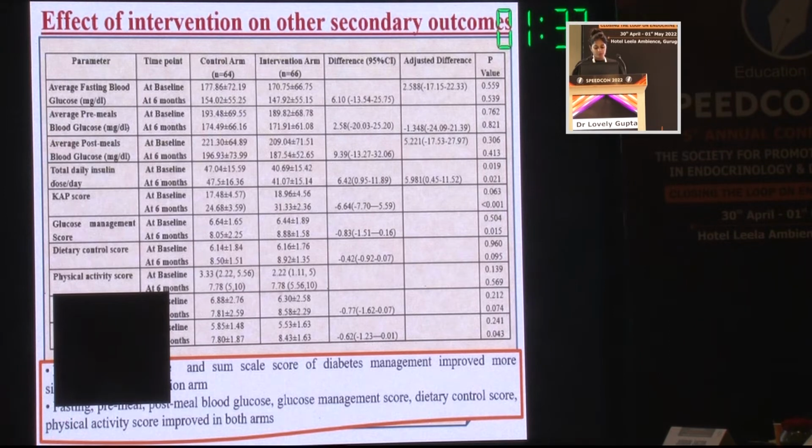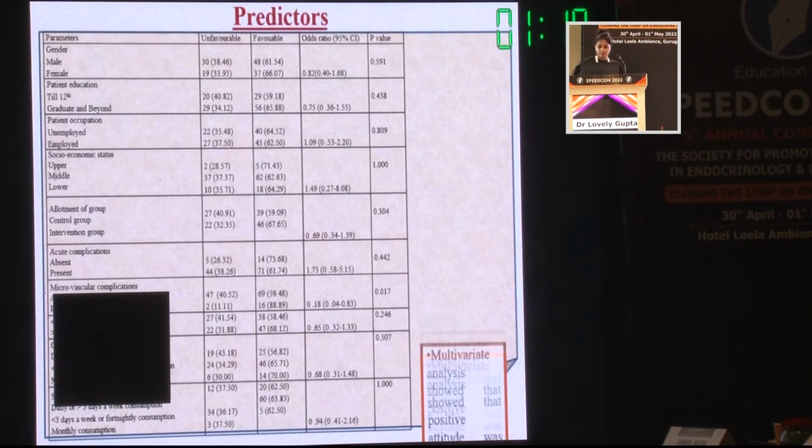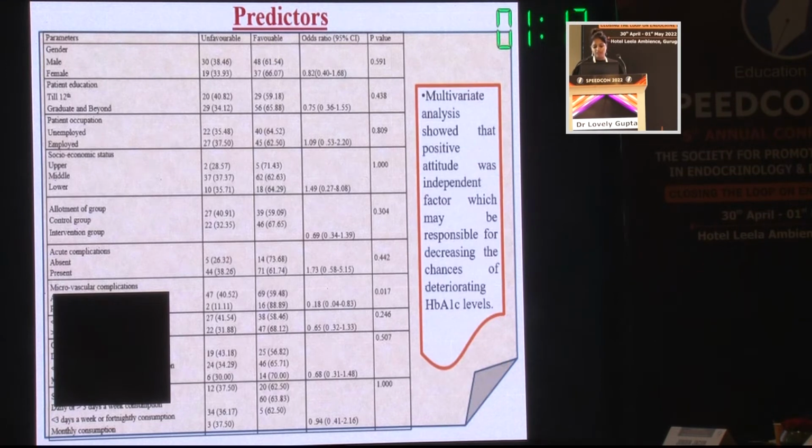Fasting, pre-meal, post-meal blood glucose and glucose management score, dietary scores, and physical activity scores improved in both the arms. So we can see from here there was a significant difference in these parameters. Predictors were also calculated for my part. Multivariate analysis showed that positive attitude was an independent factor which may be responsible for decreasing the chances of deteriorating HbA1c.